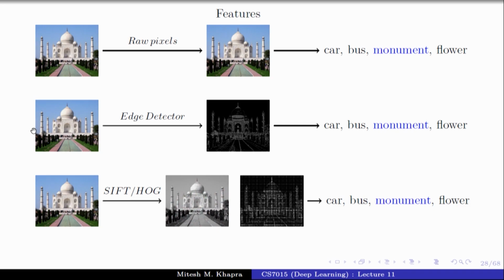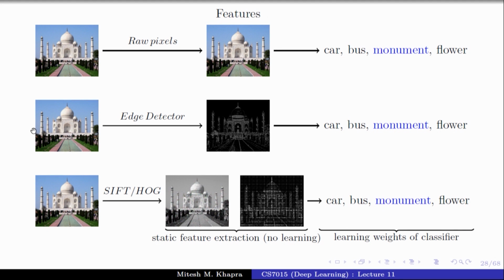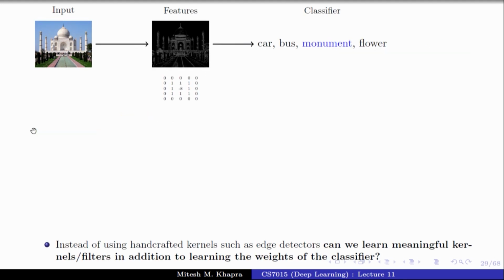So the only learning happening here is in the last layer, which is the output layer, or the classification layer. Is that okay? Okay, so this is all static feature extraction. There's no learning there. And then the learning happens only in the weights of the classifier.